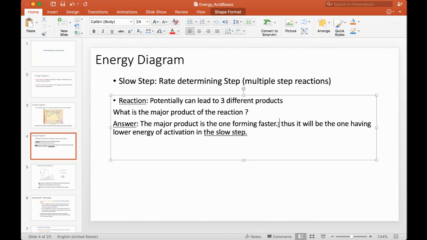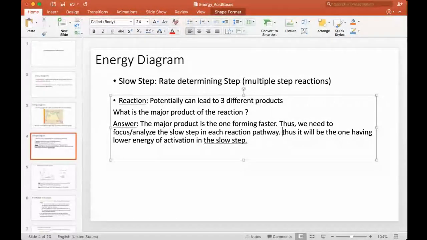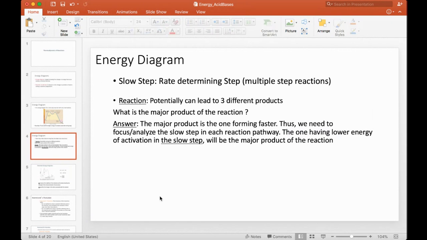I'm going to then add here, thus we need to analyze the slow step of each reaction pathway. Okay, and then the one having lower energy of activation in the slow step will be the major product of the reaction. Okay, this is a really important thing.